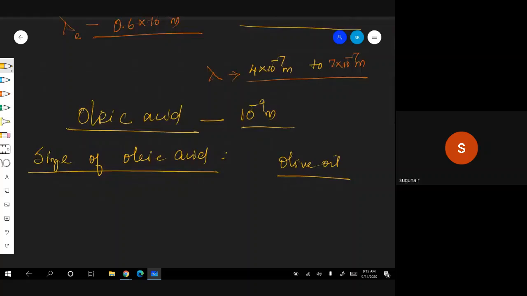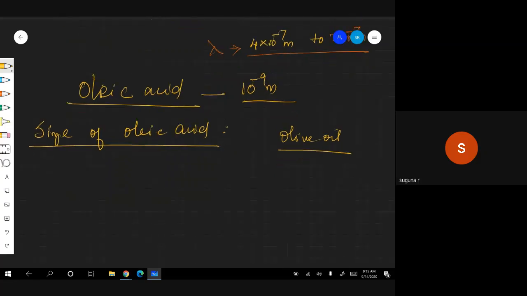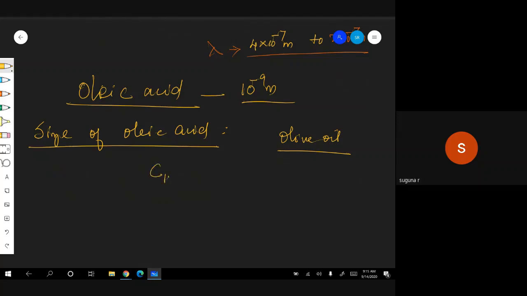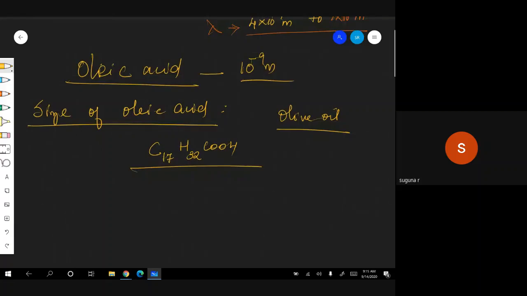Why have we chosen this molecule? Because its molecular size is slightly bigger. That is why we have chosen the oleic acid molecule, and we are going to find out its size. Now, what is the formula? It is C17H32COH. This is what is called oleic acid.